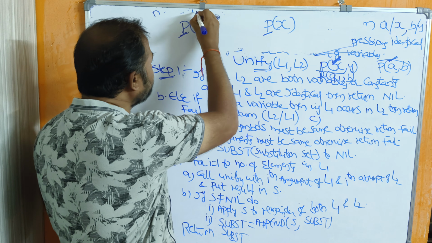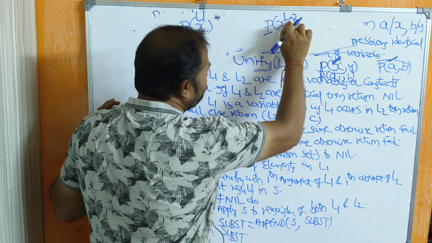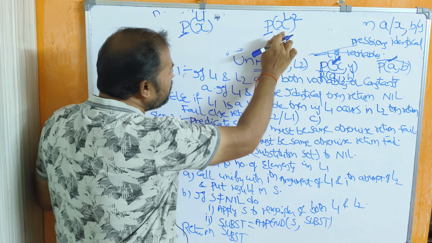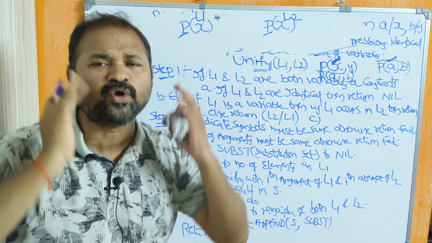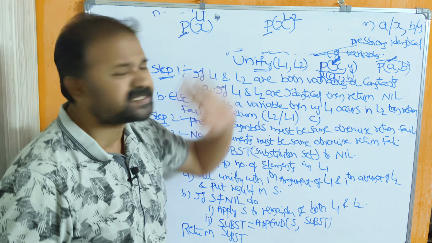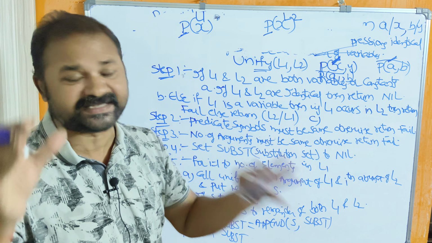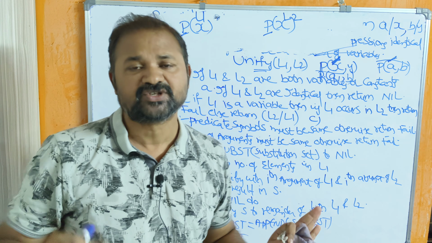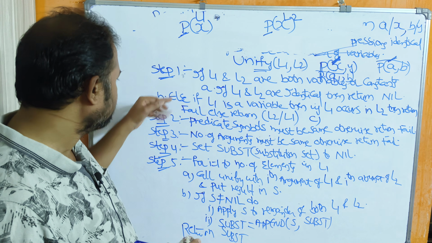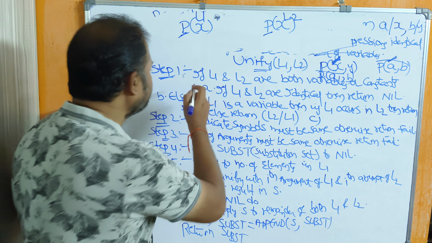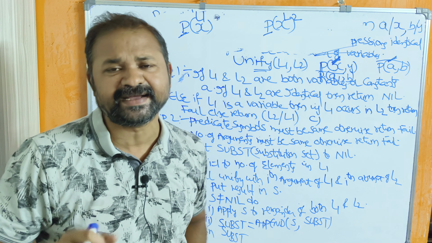Here, L1 is predicate 1's first argument and L2 is predicate 2's first argument. L1 is x and L2 is x. Both are the same, so there is no need of any substitution, because both are identical. That's why nil is written. Nil specifies that there is no need of any substitution. So this is step 1a: if L1 and L2 are identical, then return nil.